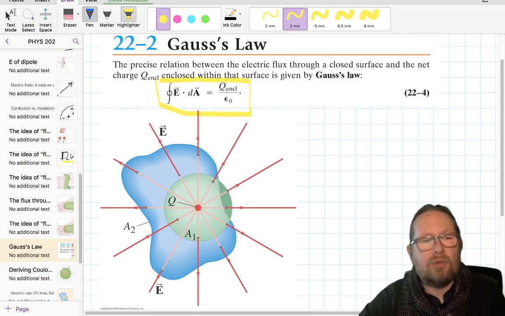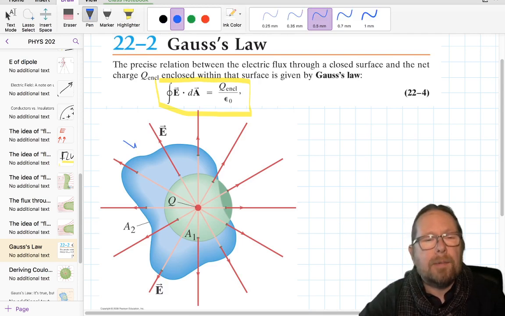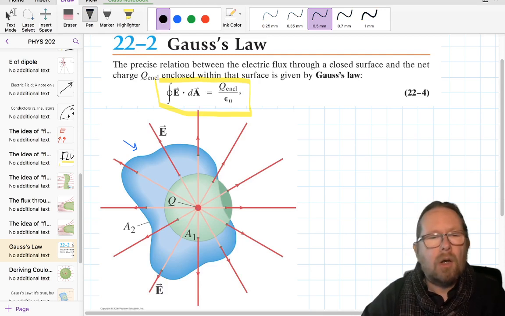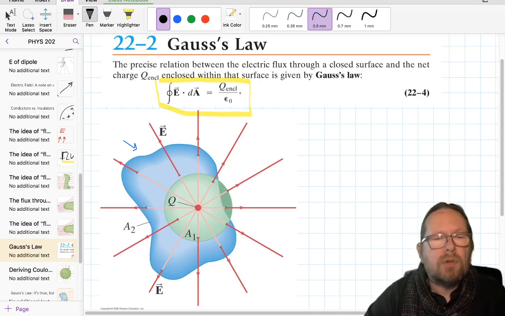If you look at this drawing from the book, down here, it shows us two surfaces, a green surface and a blue surface, and a charge Q sort of located at the origin, and it draws the field lines of that Q coming out. It is true that if we were to integrate the electric field over this blue surface, okay, the electric field at every point in space passing through this surface.